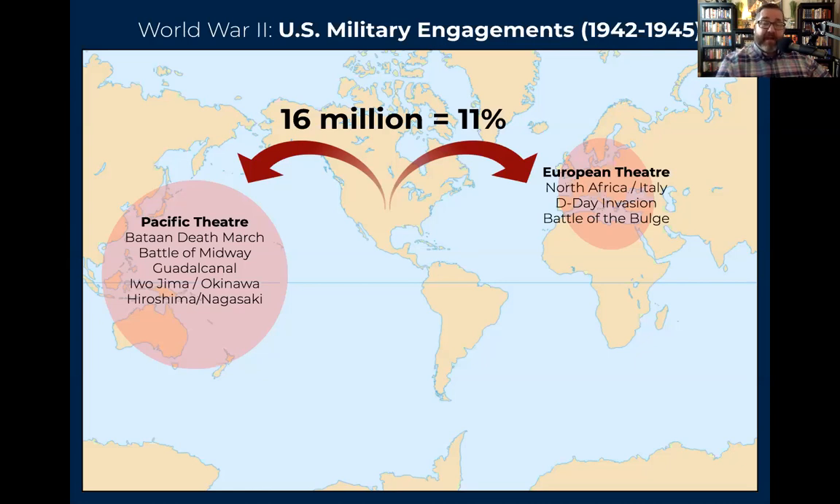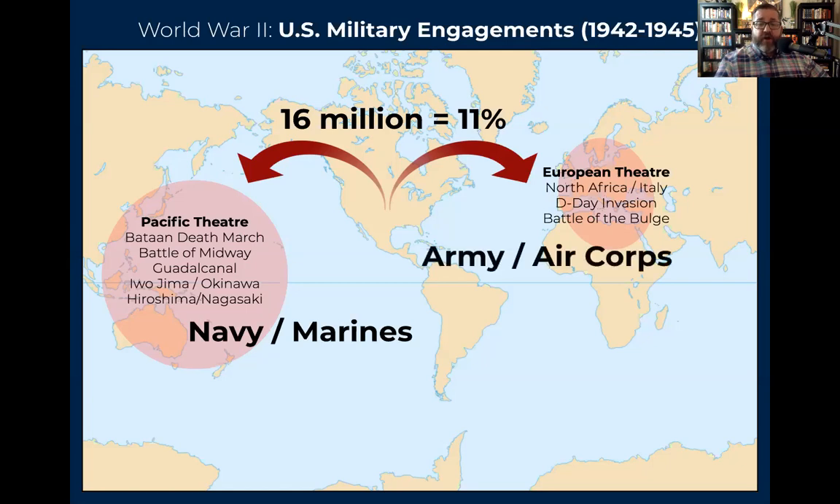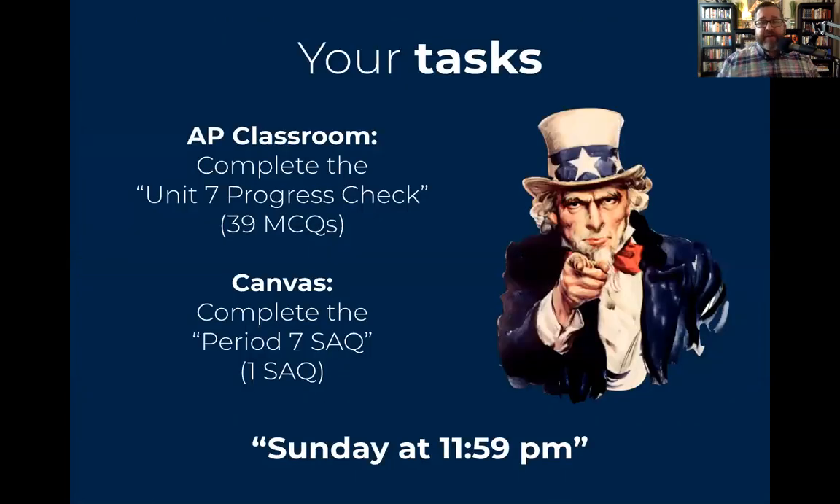troops at the Battle of the Bulge, kind of Germany's last stand, and requiring Hitler to finally admit defeat, committing suicide, and ending the war in Europe. The Navy and Marines were the dominant military feature there in the Pacific, and the Army and then Air Corps was the dominant feature in the European theater, later to become the U.S. Air Force.